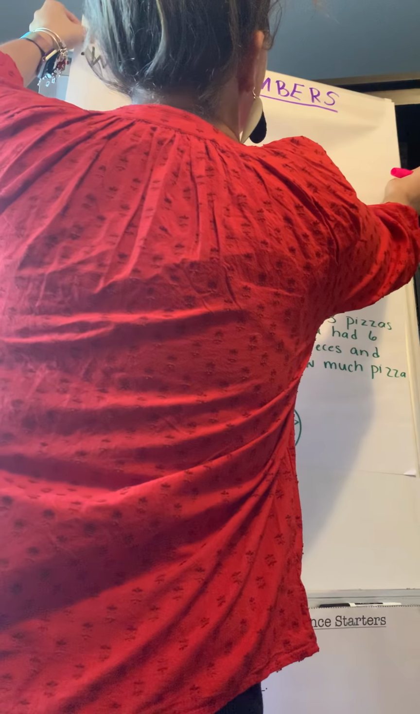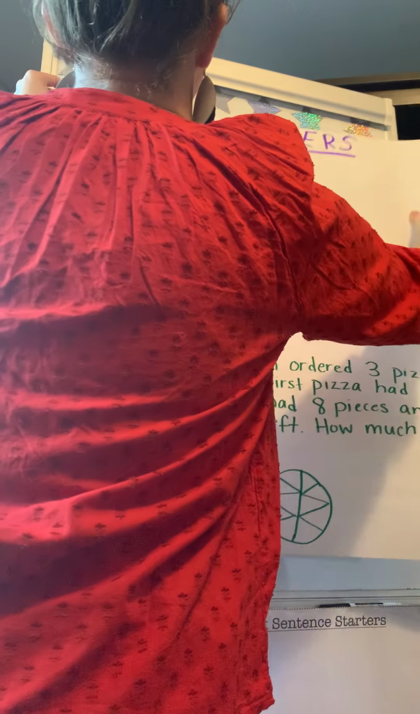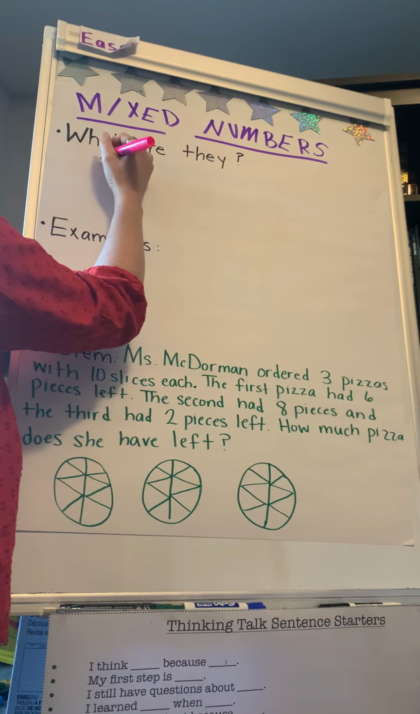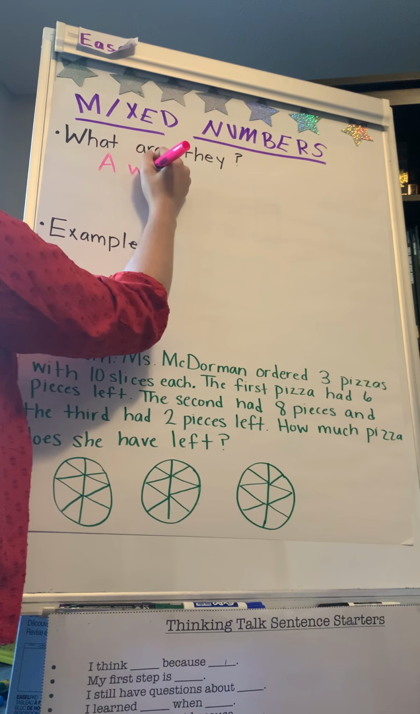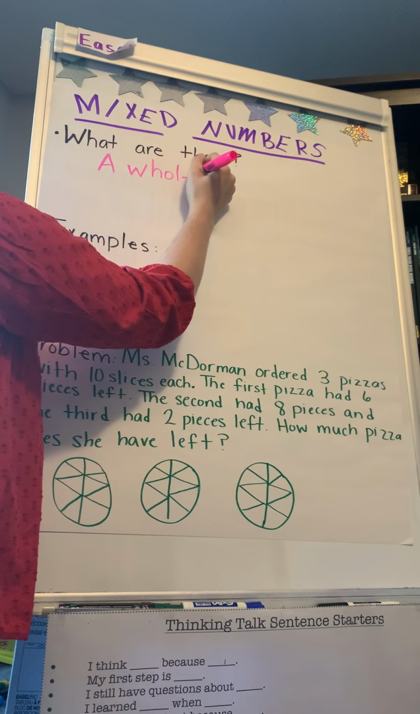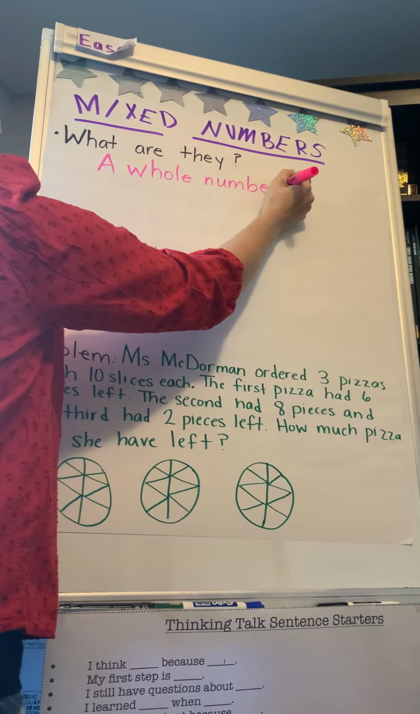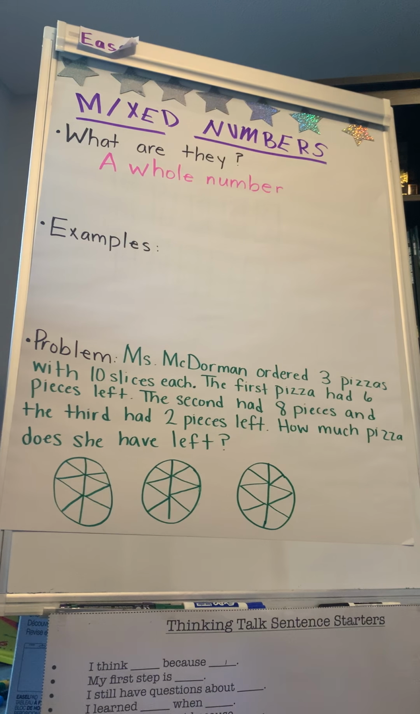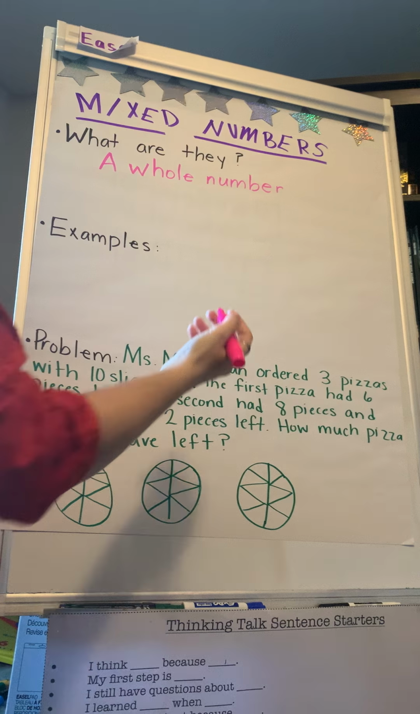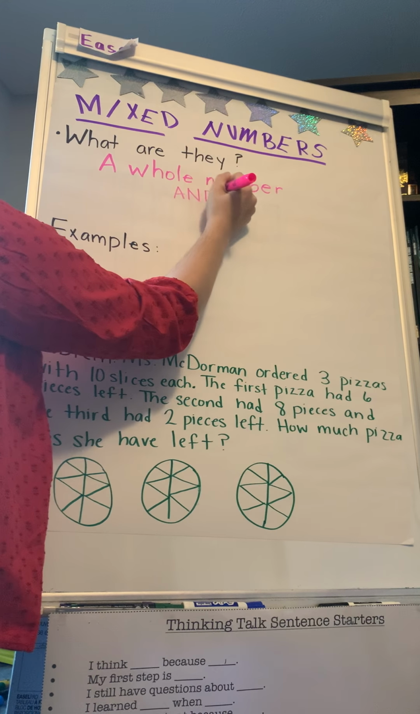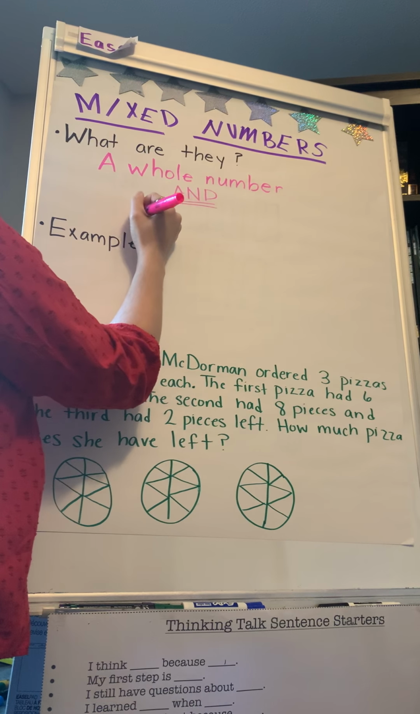Let me move this real quick. I can't reach it. So, a mixed number is a whole number, so 1, 2, 3, 4, 5, 6 to infinity. Those are your whole numbers. It's a whole number and a fraction.